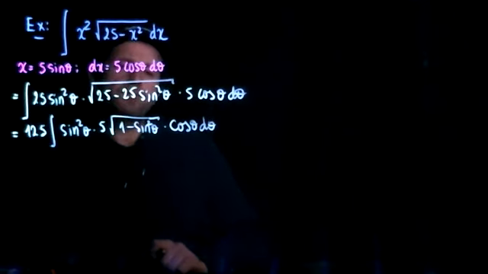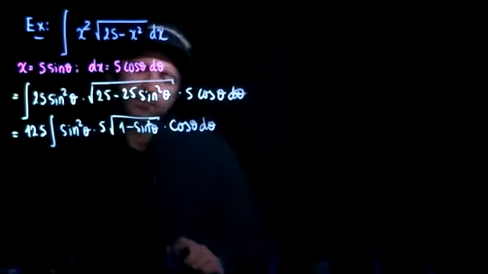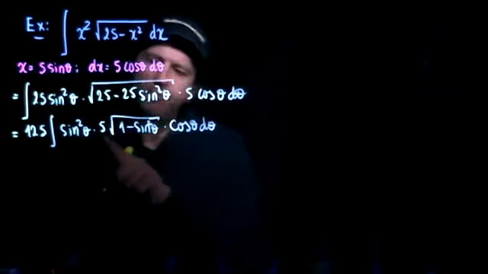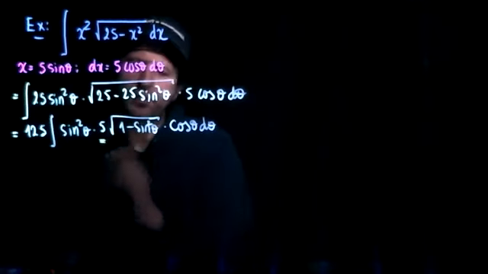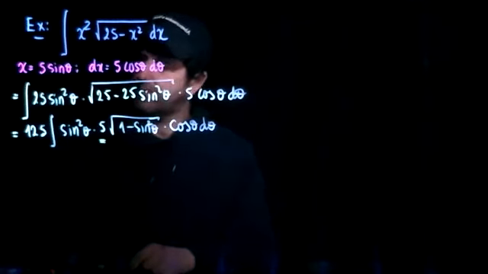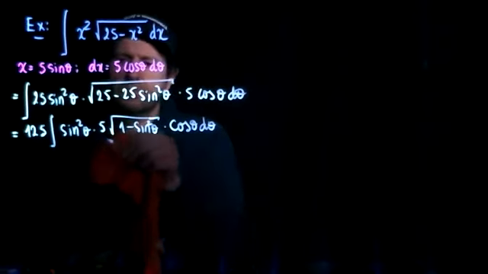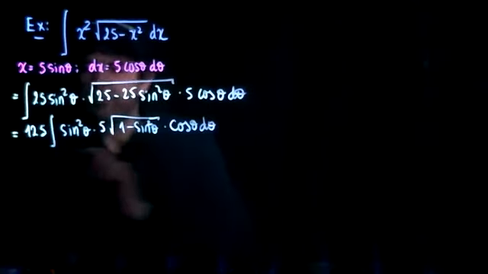Any questions? You just removed the 25 from inside the square root, right? Yeah, exactly. It became 5 outside here. Could you pull it out all the way outside of the integral? Yeah, I will do it now. I just didn't want to do it in one step.